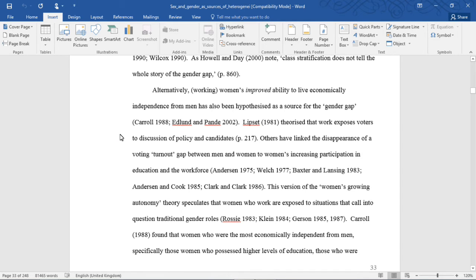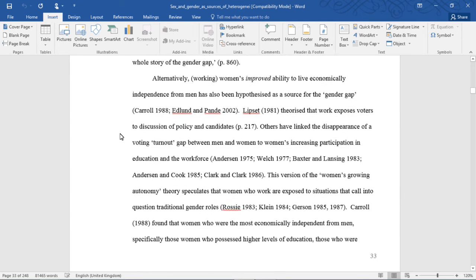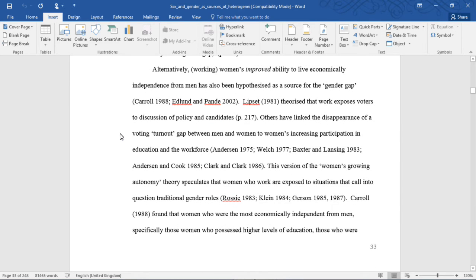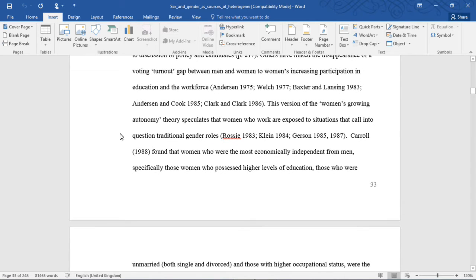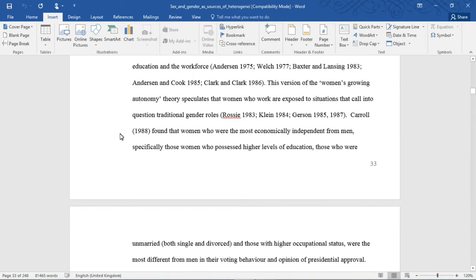Returning to the chapter. Alternatively, working women's improved ability to live economically independent from men has also been hypothesized as a source for the gender gap. Lipset theorized that work exposes voters to discussions of policy and candidates. Others have linked the disappearance of a voting turnout gap between men and women to women's increasing participation in education and the workforce. This version of the women's growing autonomy theory speculates that women who work are exposed to situations that call into question traditional gender norms.